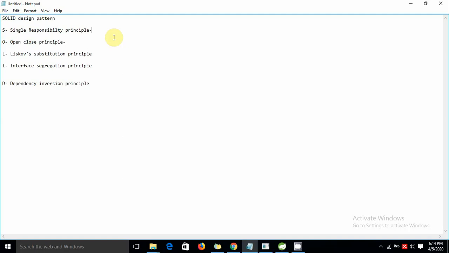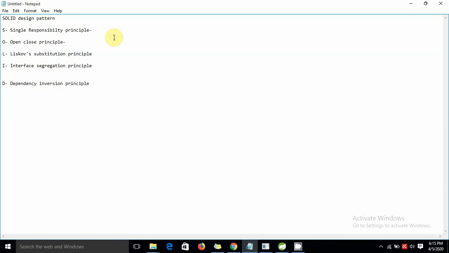So there is a third principle, that is the Liskov substitution principle. Any derived class should be completely substitutable for its base class. Any base class should be substitutable by the derived class completely. So that is basically the Liskov substitution principle.